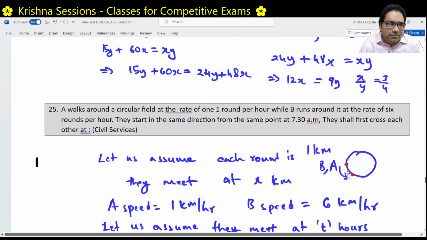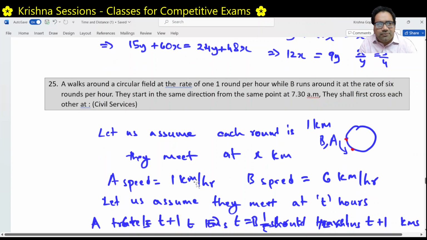Okay, but we know one thing. What is that one thing? In the same time, whatever distance that A has traveled, this to this, B's distance will be this distance plus one full round, right? B would have traveled one full round of distance, and then whatever A has covered, then only B will cross A. B's distance will be A's distance plus one full round's distance. We assume, just for simplicity, one round distance is 1 kilometer. Then A's speed will come 1 kilometer per hour, and B's speed will come 6 kilometers per hour.